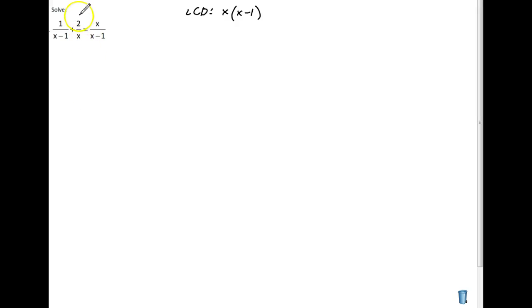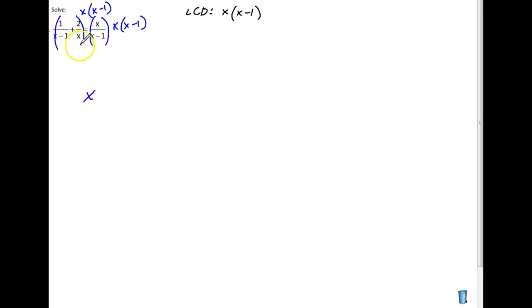I'm multiplying both sides of my equation here, this side and this side, by x times x minus 1, with the intent of canceling out my fractions so I don't have to deal with the denominators. So when I multiply x times x minus 1 times 1/(x minus 1), the whole point is that my x minus 1's cancel. So I'm left with 1 times x, which is just x.